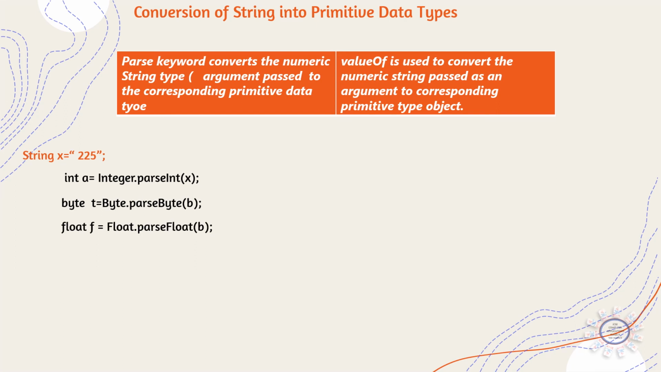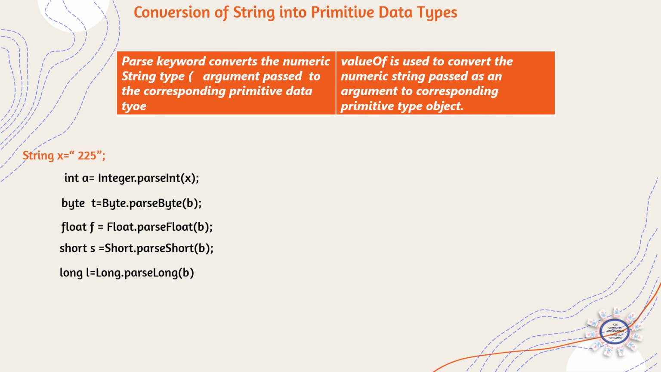And if you want to convert into float type, then Float.parseFloat(x). X is the variable and the wrapper class for float is capital F, Float. So we are using the wrapper class here. And for converting into short, Short.parseShort(x). Converting into long, Long.parseLong(b). So like this we can convert.